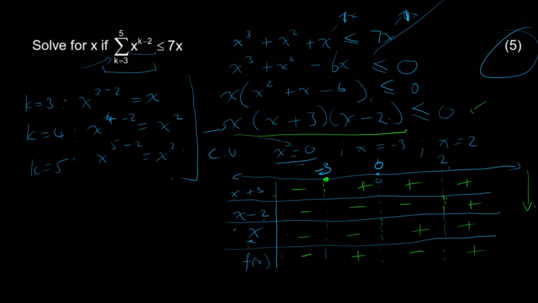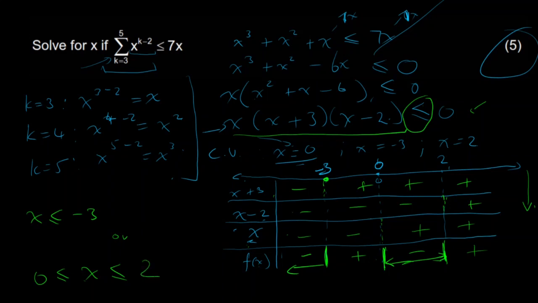So we can see, given that we want less than or equal to 0, everything over there and everything between those two values. Now it's just a case of tracking them for our solution. So x should be less than or equal to -3, or x should be greater than or equal to 0, less than or equal to 2.